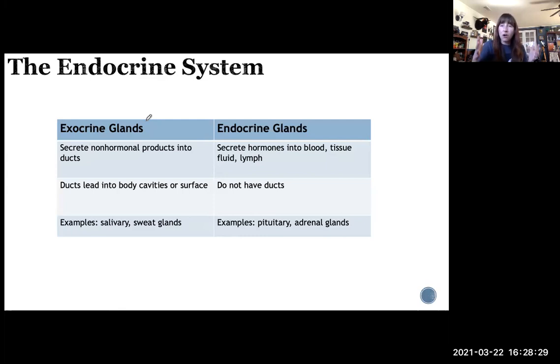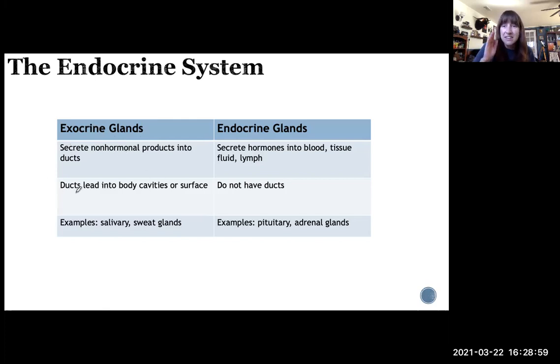So remember, humans are a donut, right? That epithelial tissue of your skin originates from the same place as the epithelial tissue that lines your gut. So if we are releasing substances from an exocrine gland, we are doing that basically to the outside of the body, whether that be your skin or out into your digestive tract, which is technically in contact with the external environment, right? So your exocrine glands secrete non-hormonal stuff.